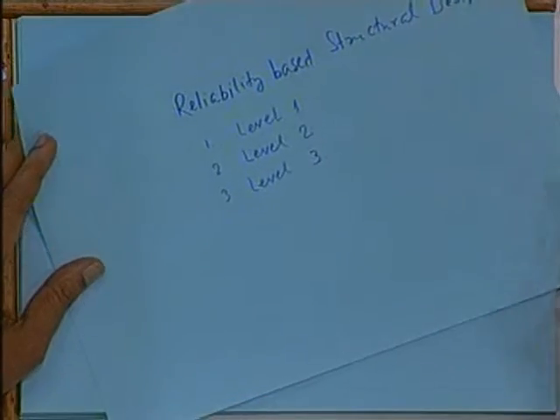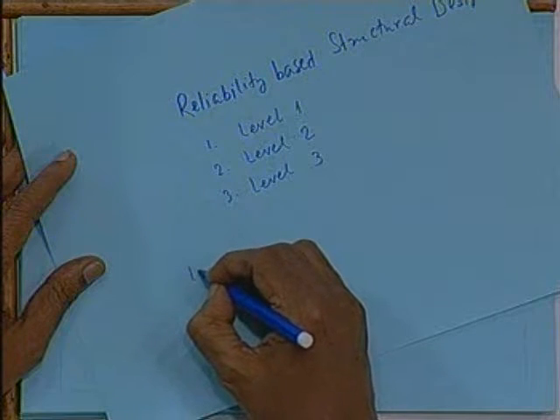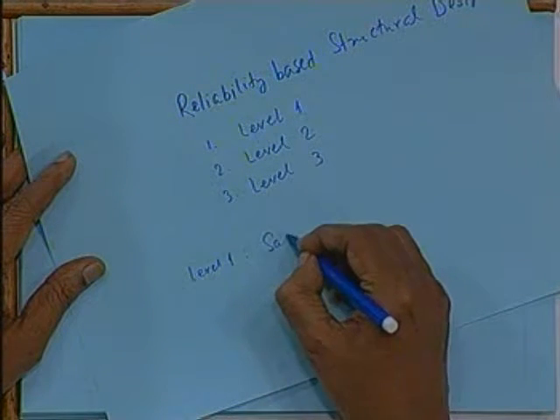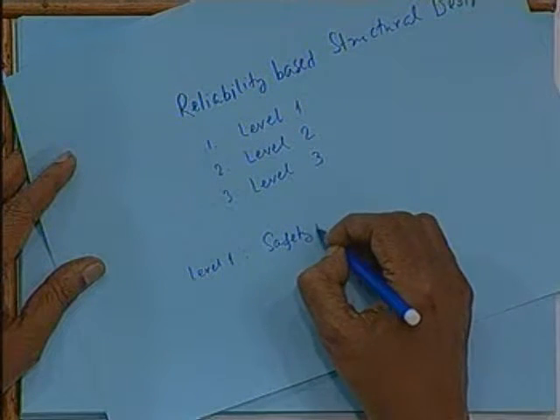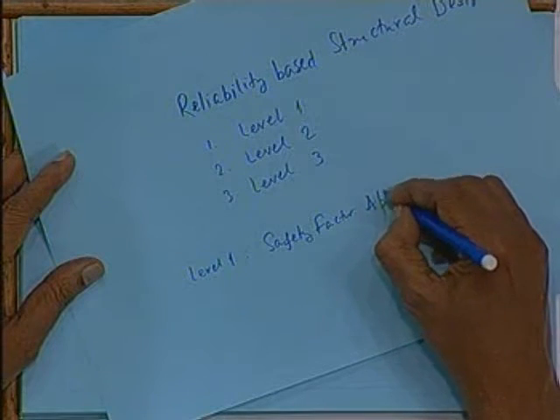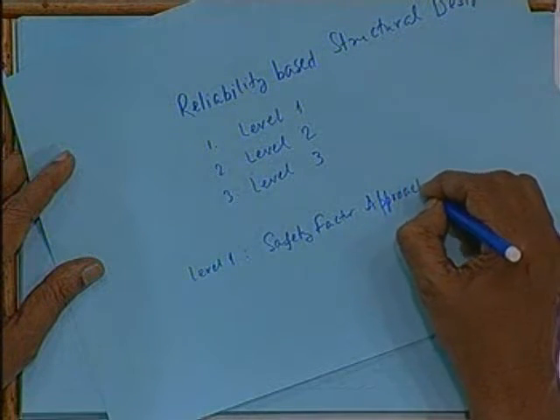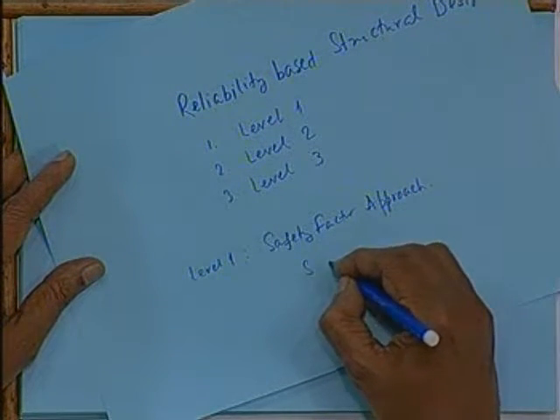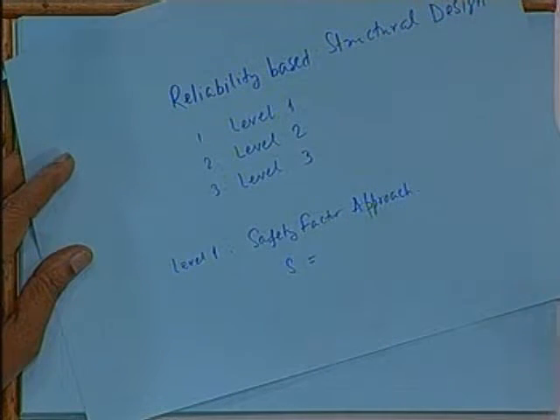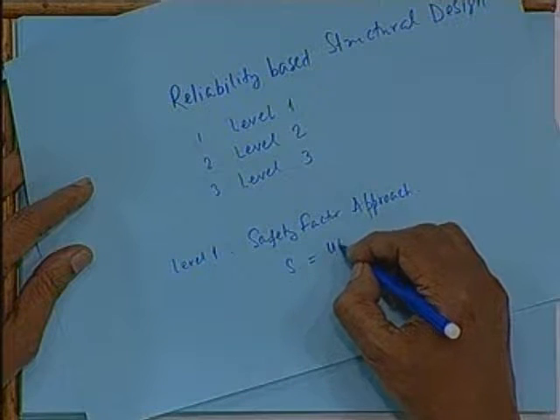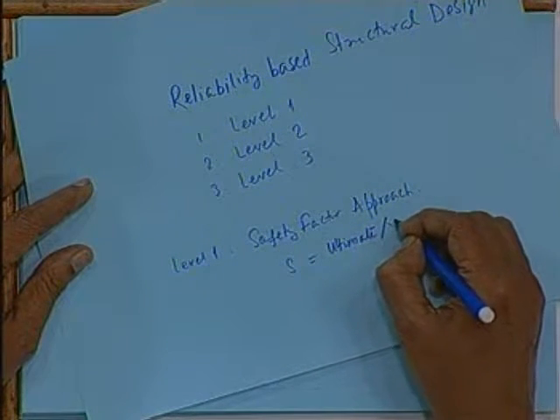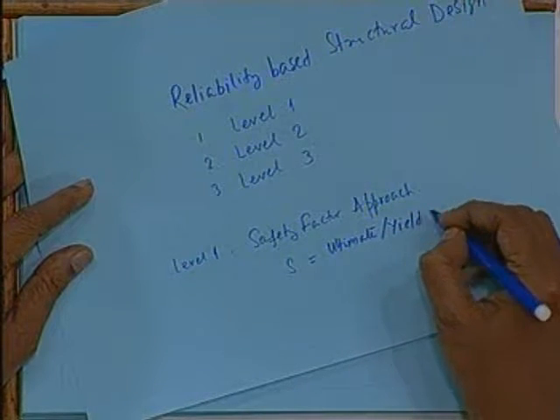Level 1 is the one that is used in shipbuilding. It's called the safety factor approach, where safety factor S is equal to, what is it? Ultimate or yield strength, depending on who is doing the calculation.